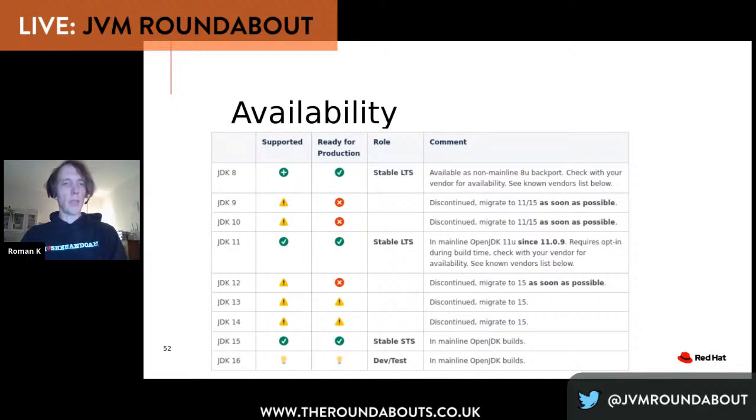We have the JDK 11, which is stable LTS. It is in upstream OpenJDK since JDK 11.0.9. We also have a backport of Shenandoah in JDK 8. It is supported and ready for production, but it's not in upstream JDK yet.